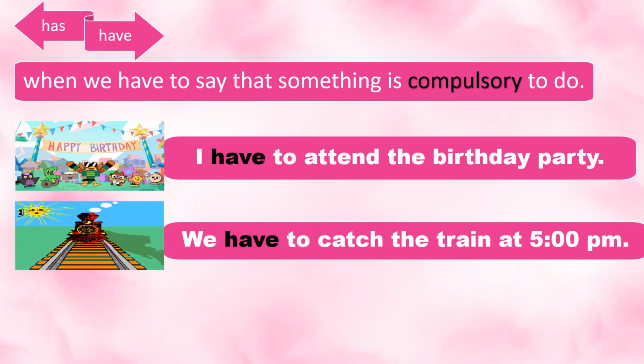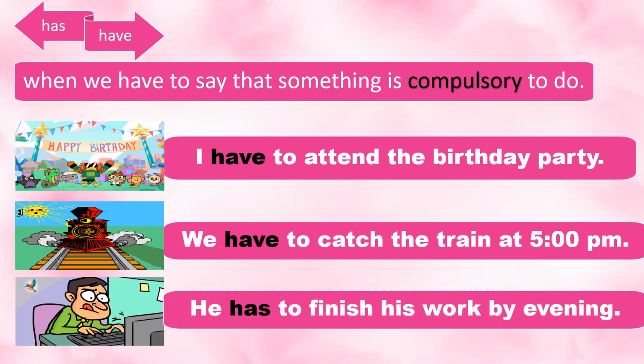Or we have to catch the train at 5 p.m. It means if you are late, you may miss the train, because the train is not going to wait for anyone. That's why we have to catch. We are bound to catch. Last one, he has to finish his work by evening. His deadline is evening, given by the boss. So by all means, he has to finish his work by evening.